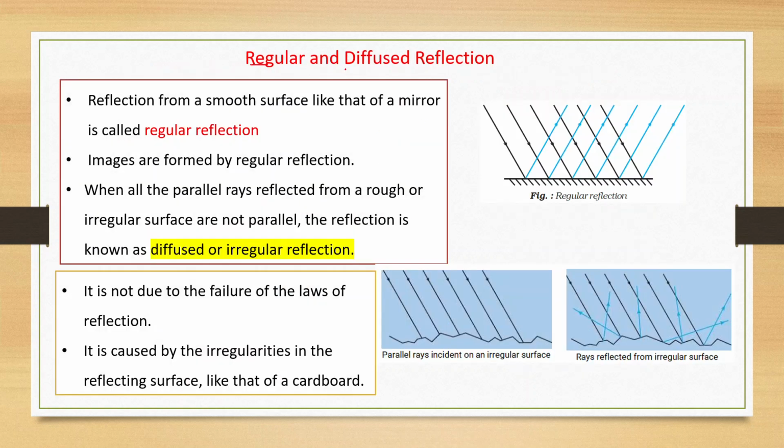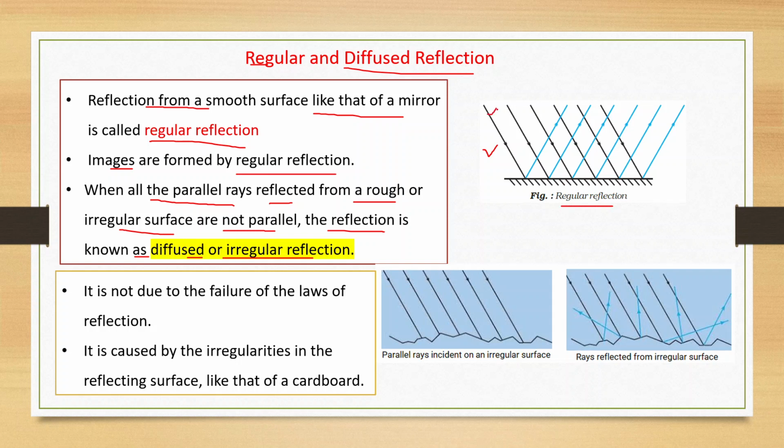Now regular and diffused reflection. Reflection from a smooth surface like that of a mirror is called regular reflection. Images are formed by regular reflection. When all the parallel rays reflected from a rough or irregular surface are not parallel, the reflection is known as diffused or irregular reflection. Now just see, this diagram represents the regular reflection.